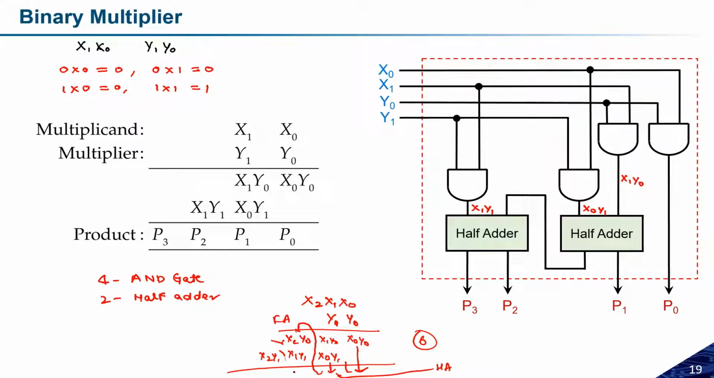And now there may be some chance that carry will be generated and that will come at this point. So one half adder will again be required. Okay, so yeah, absolutely correct. 2 half adders, one full adder, and 6 AND gates are required for this operation. So this is how you can do that.